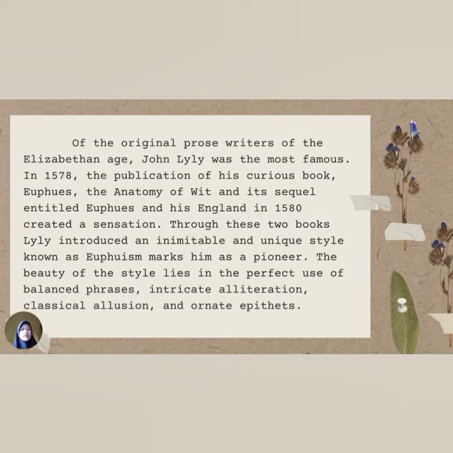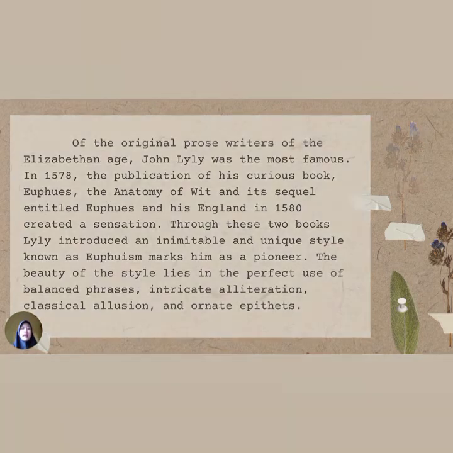Of the original prose writers of the Elizabethan age, John Lyly was the most famous. In 1578, the publication of his curious book, Euphues: The Anatomy of Wit, and its sequel, Euphues and His England, in 1580, created a sensation. Through these two books, Lyly introduced an inimitable and unique style known as Euphuism, which marks him as a pioneer. The beauty of the style lies in the perfect use of balanced phrases, intricate alliteration, classical allusion, and ornate epithets.